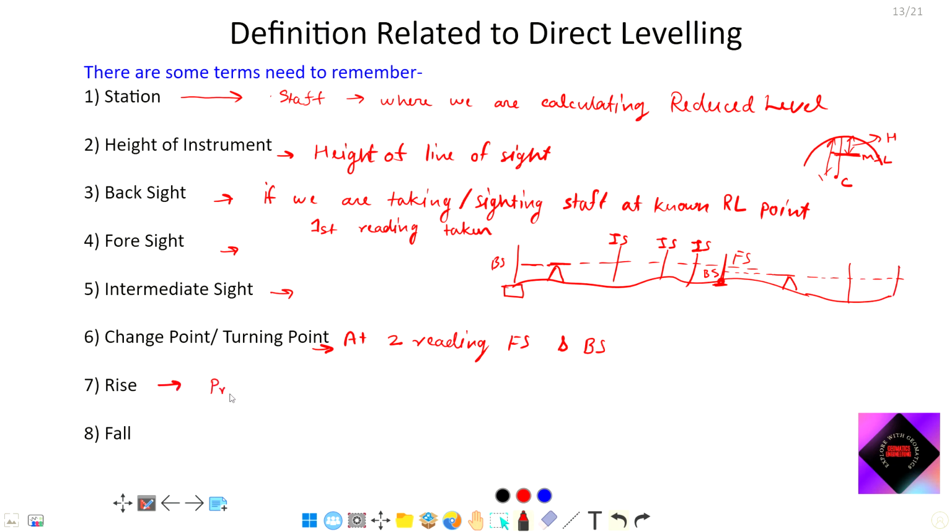Now next, rise and fall. Rise and fall means if previous reading minus next reading comes positive, then it is called rise, and it is added to the RL to find out the new RL. And if previous reading minus next reading is negative, then it is considered as fall, and it is subtracted from the RL of previous point to get new RL. So this is about some terms related to the direct leveling.